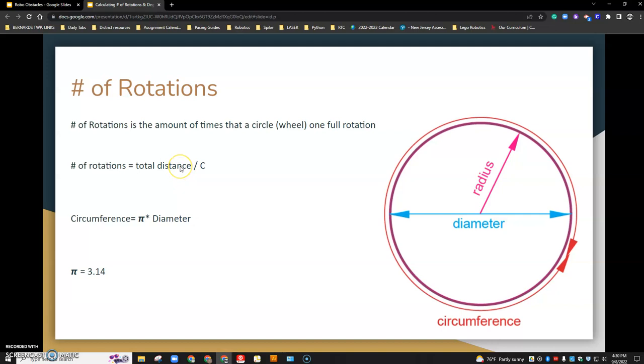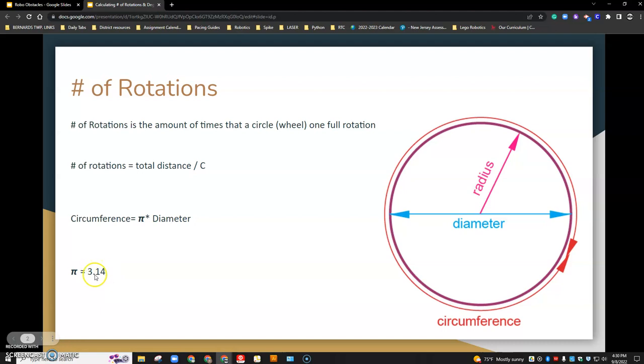So if we're trying to find the number of rotations for 100 centimeters, you're going to take 100 centimeters and divide it by the circumference of your wheel, and that's the number of your rotations. However, in order to get the circumference, you're going to need to do pi times diameter. Right, and pi, as we know, is 3.14.